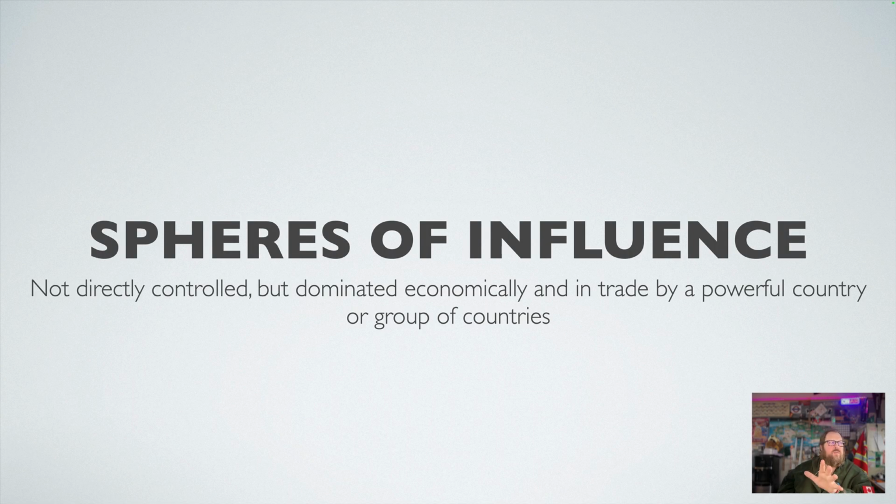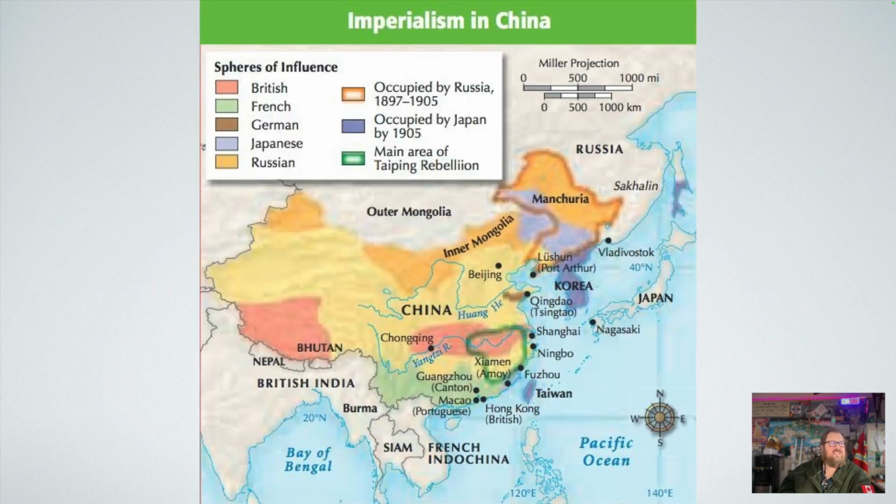Okay, spheres of influence. This is not direct control, so there are really no troops involved here, but these areas are dominated economically and in trade by a powerful country or a group of countries. One of the best examples of spheres of influence at this point is actually in China, which basically allowed itself to be dominated by various outside countries. Everybody from the British, and you will notice that one of the main British spheres of influence is right next to British India. So that's kind of an obvious one.